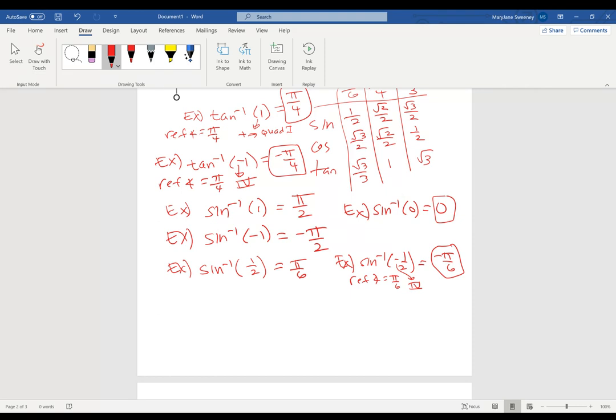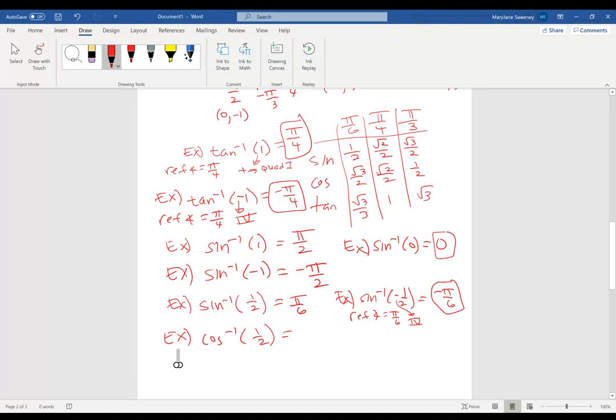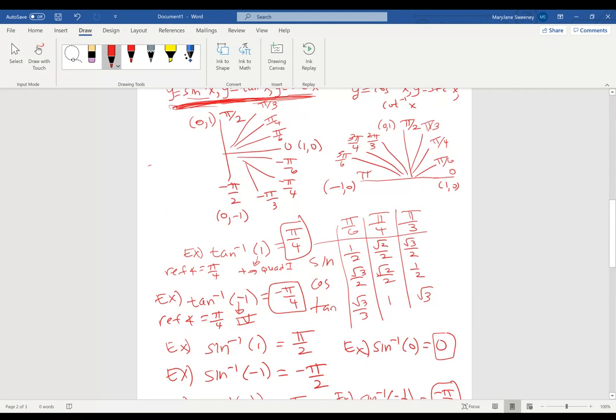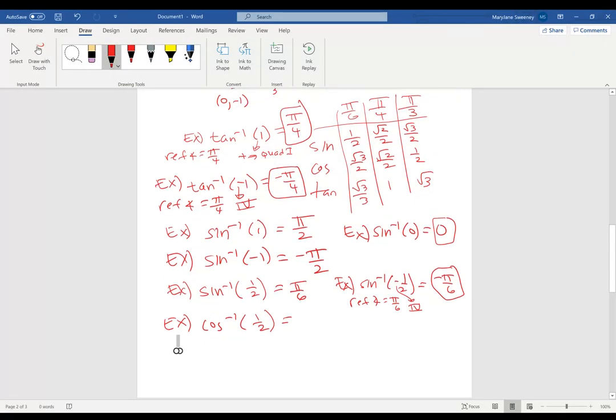Where it gets more complicated is if it's inverse cos. Now, inverse cos of 1/2 means where is cos 1/2? Cos is 1/2 at pi over 3. Since it's positive, we are in quadrant 1, right? So for inverse cos, we only look at quadrant 1 or quadrant 2. Cos is positive in quadrant 1. It's negative in quadrant 2. So I'm giving the quadrant 1 angle, which is pi over 3.